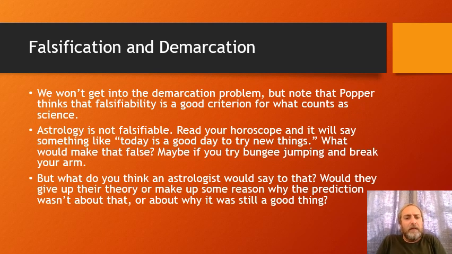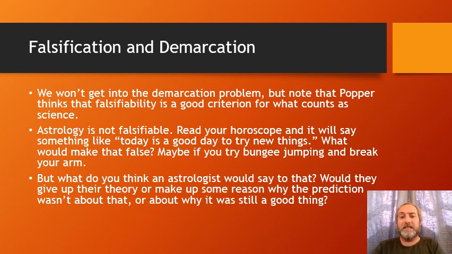And one last little note. There's an issue that I just didn't have time to talk about in this course called the demarcation problem, where you might want to know, well, what counts as science and what doesn't? How come astrology isn't a science, but astronomy is? What Popper thinks is the right way to think about it is that science is falsifiable and non-science, pseudoscience, is not.